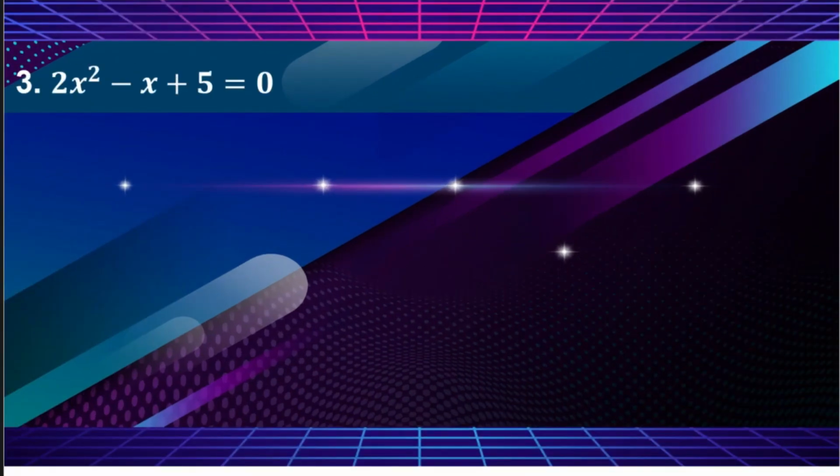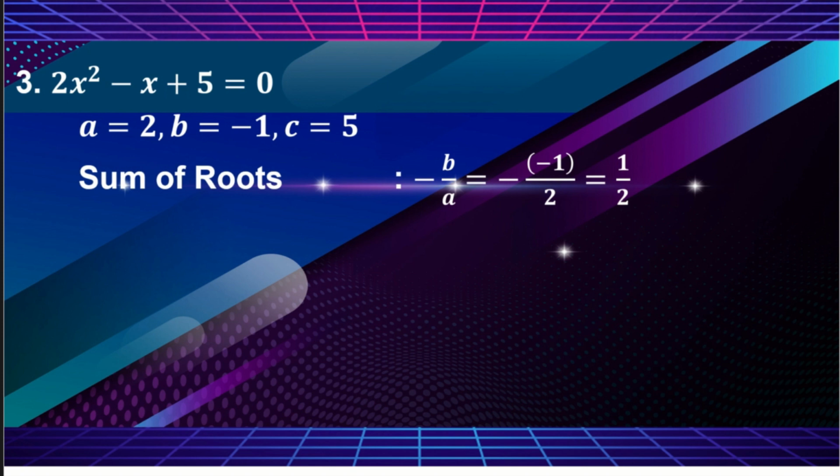The third example is 2x squared minus x plus 5 is equal to 0. Identifying the values, a is 2, the value of b is negative 1, and the value of c is 5. As you had noticed, the value of a is 2. It is no longer 1. So if the value of a is not equal to 1, then we are going to use the formula in identifying the sum of roots, which is negative b over a.